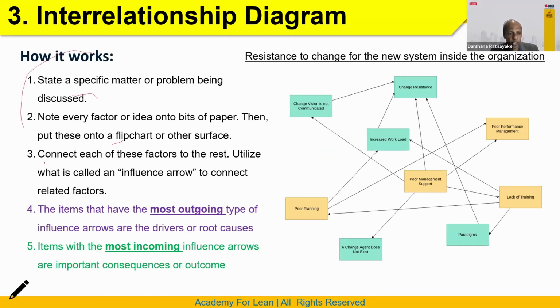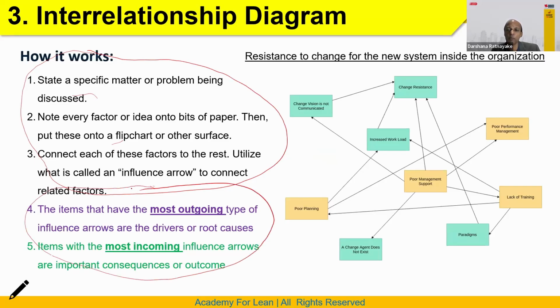Okay, the first three points are how we do this interrelationship diagram. Numbers 4 and 5 say, after depicting this relationship diagram, what things we need to focus on, where we need to focus. The change is our topic. Now we think we are going to change the management of the company.